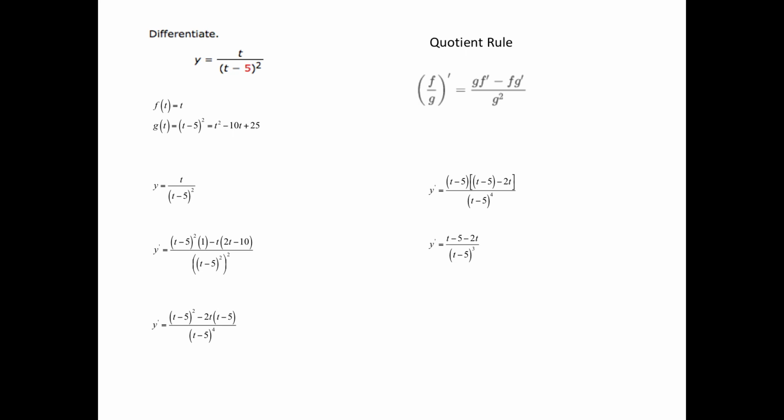Then we could combine like terms in the top, and we would find this derivative as negative t minus 5 divided by the cube of t minus 5.